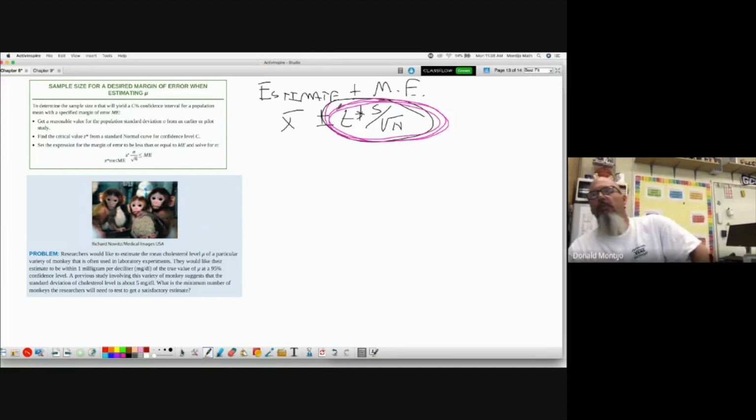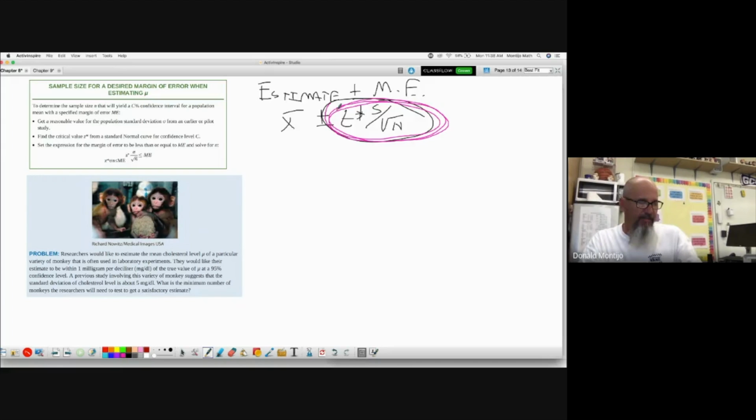So let's take a look at these cute little monkeys right here. Okay. A previous study involving this variety of monkeys suggests that the standard deviation is about 5. What is the minimum number of monkeys that we would need to research to have a margin of error of 1 milligram per deciliter? So they're telling us researchers want to estimate the mean cholesterol level of this particular type of monkey. They would like their estimate to be within 1 milligram of the true value mu at 95% confidence level.